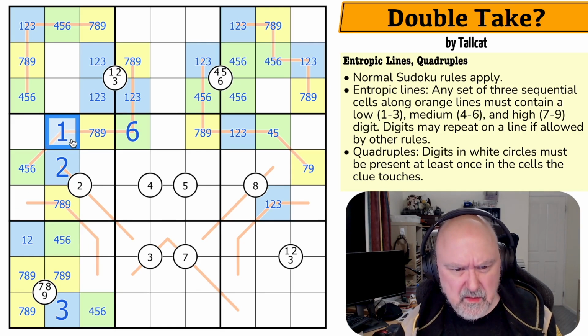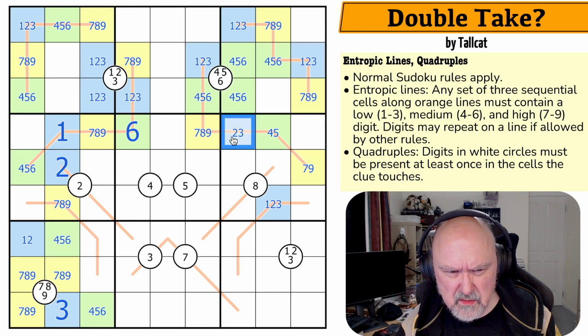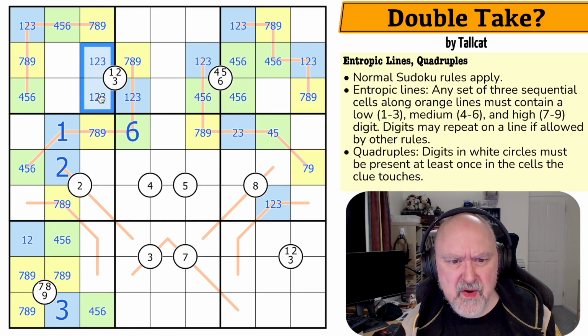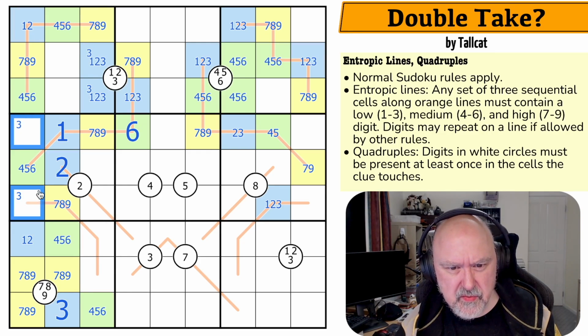So this is a 1 because of the 3 and the 2 looking up, which means this isn't a 1. There's a 1 or a 2 in here. So the 3 must be in here. So this isn't a 3. That's a 1-2 pair. So there must be a 3 in one of those two.